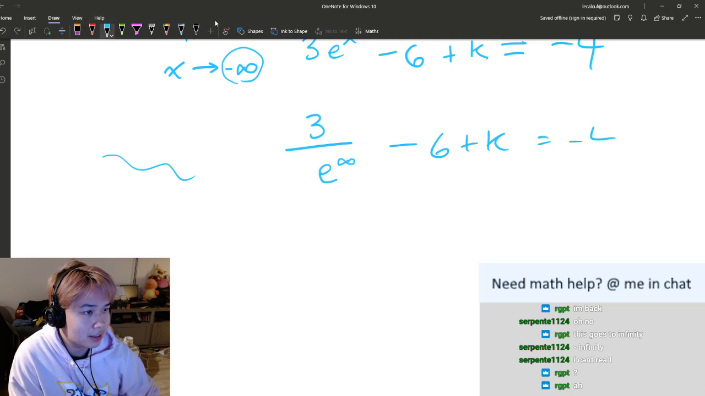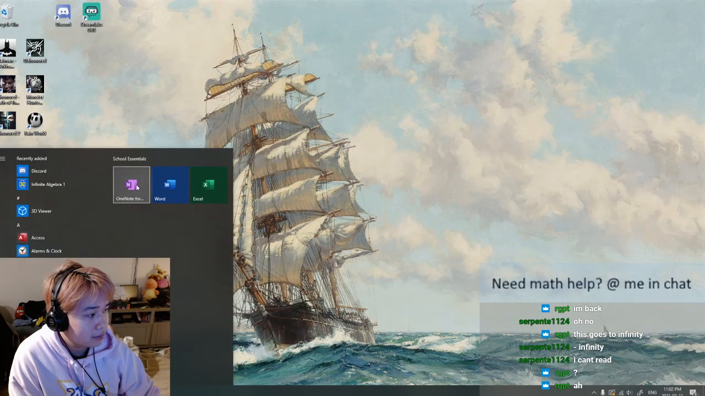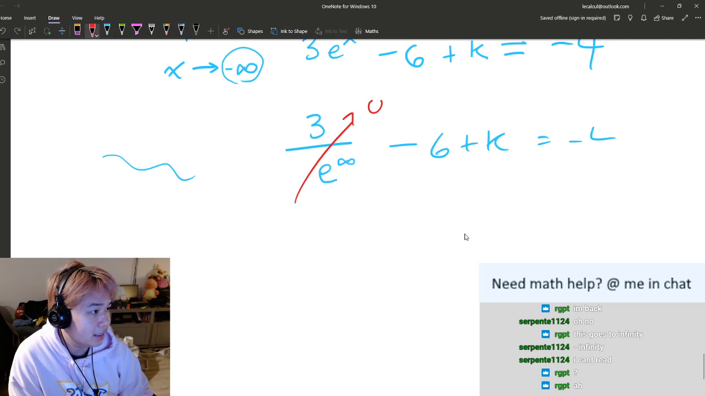Might want to let me change colors. So this we basically can consider 0. So then you have a very, very simple equation to help you find out k. Because it says that negative 6 plus k is negative 4, so you can find out what k is.